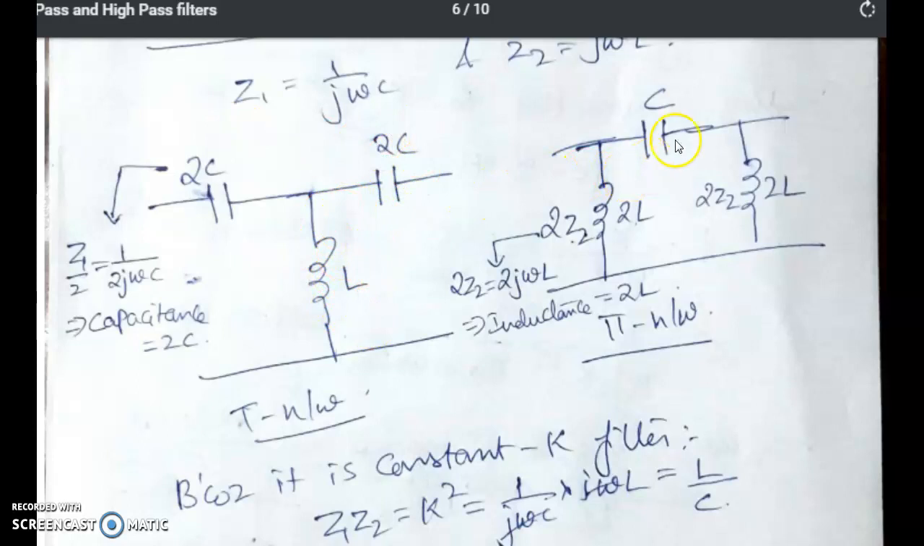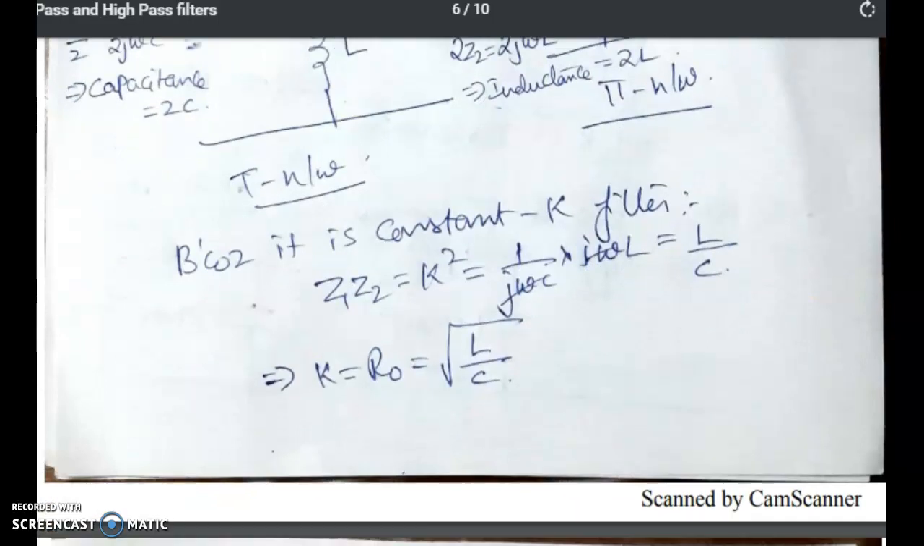In the case of pi network, this capacitance is equal to C and two inductors are connected in parallel. So each component will have the impedance of 2Z2. So when we compare this 2Z2 with the impedance of this inductor, that is 2j omega L, the inductance value will be equal to 2L. Now because it is again a constant k filter, Z1 Z2 must be equal to k square. Z1 is equal to 1 upon j omega C and Z2 is equal to j omega L, so Z1 Z2 is equal to L by C. So nominal impedance k is equal to R0 is equal to under root of L upon C.